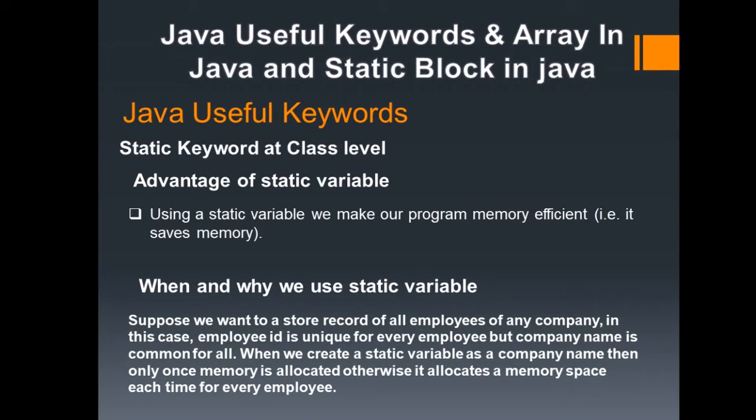Advantage of static variable. Using a static variable, we make our program memory efficient. That means it saves memory. When and why do we use a static variable? Suppose we want to store the record of all employees of any company. In this case, employee ID is unique for every employee, but company name is common for all. When we create a static variable for the company name, then only one memory is allocated. Otherwise, it allocates a memory space each time for every employee.